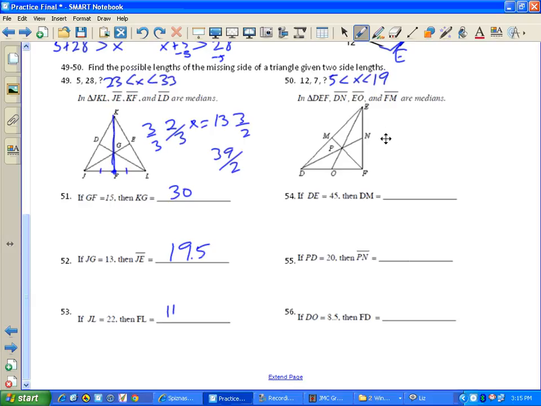DE, this whole side is 45. DM, which is half of it, would be half the length. PD, which is this, is 20. PN is going to be 10, because that's a 2-to-1 ratio. DO is 8.5. What is the whole thing? Twice as much, which would be 17.